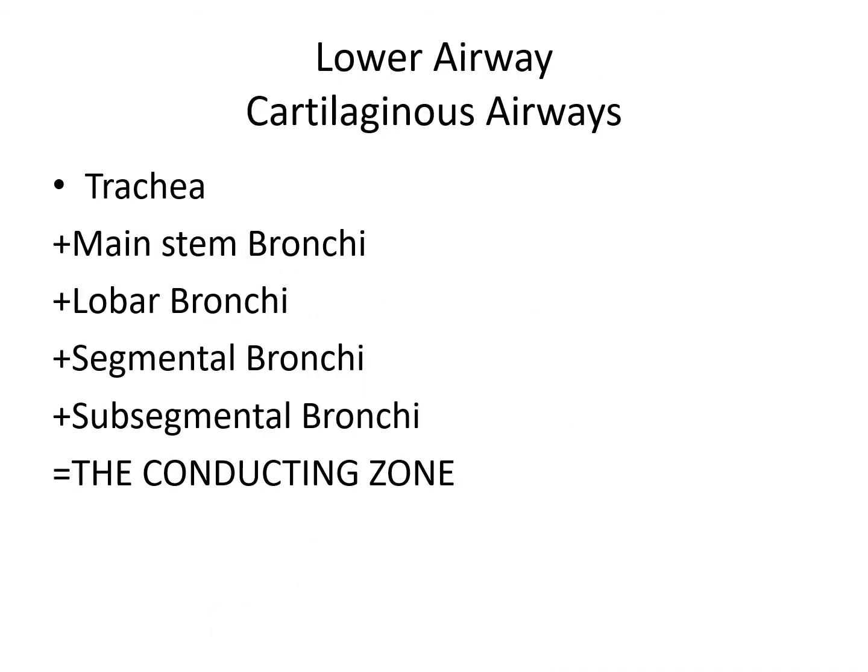So that's one of the reasons why I like looking at this picture and going over it with you guys. All right, the lower airways. So we're looking at the cartilaginous airways, and like I said, your book breaks this down a lot better than this slide. So the trachea has cartilage, of course, the mainstem bronchi, the lobar bronchi, the segmental bronchi, the subsegmental bronchi. These are all in the conducting zone, right? You also have the bronchioles.